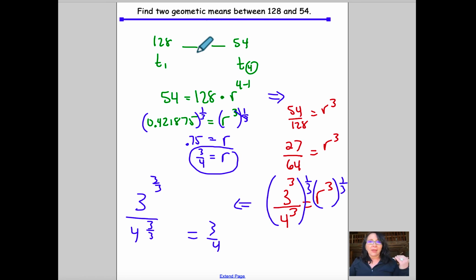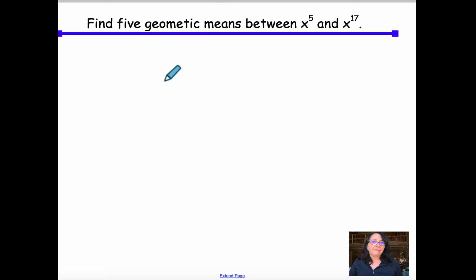Anyway, in order to answer the question, you still have to fill in these blanks. So you're going to take 128 and you're going to multiply by 3/4. Multiplying by 3/4, I get 96. And multiplying that by 3/4, I get 72. And multiplying that by 3/4 gives me 54. Check.